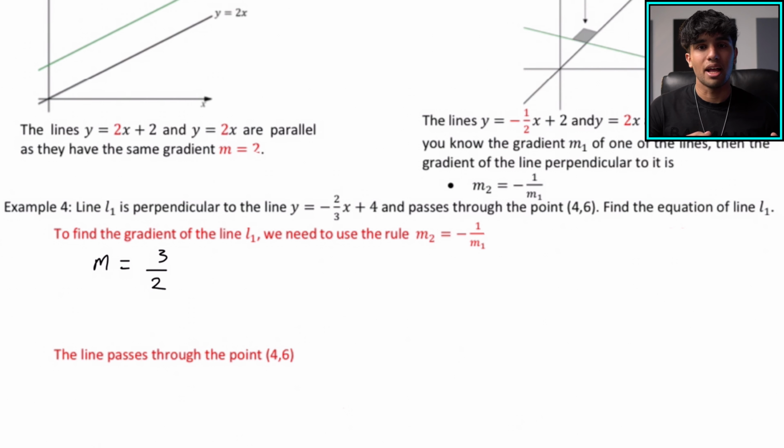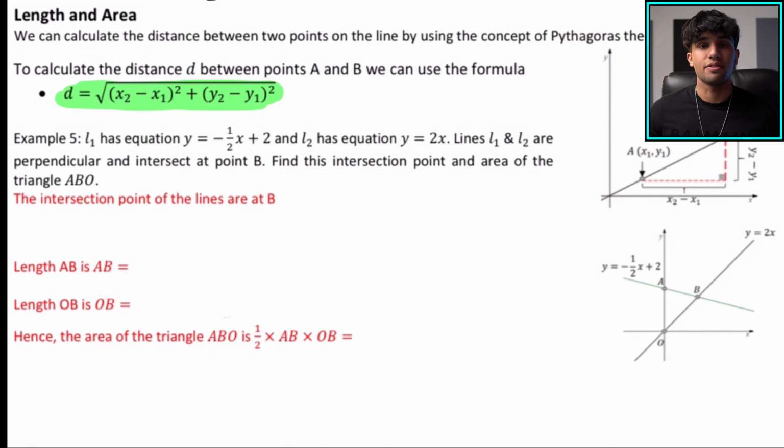We have m now, and we have a coordinate 4, 6. So we can plug these values into our equation for a straight line. You can see that first I subbed in the values, and then I rearranged the equation, and we get y equals 3/2x.